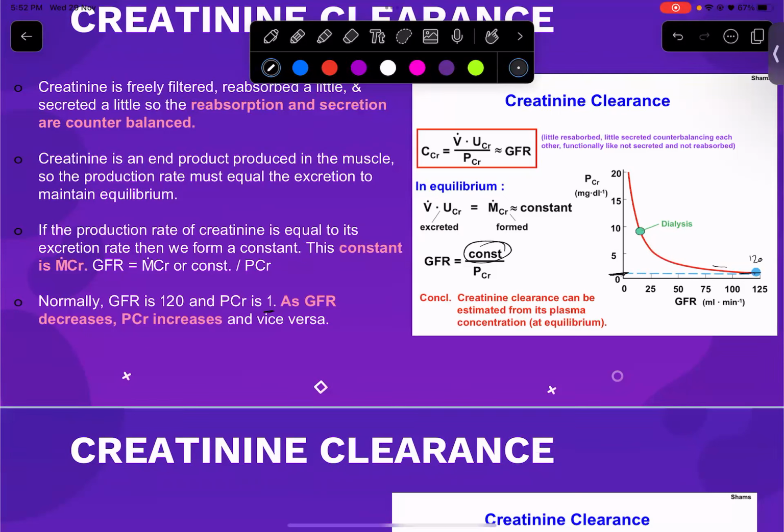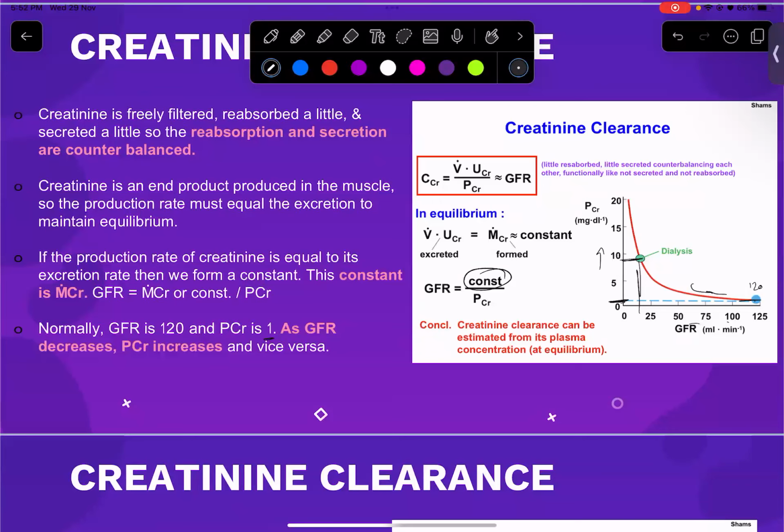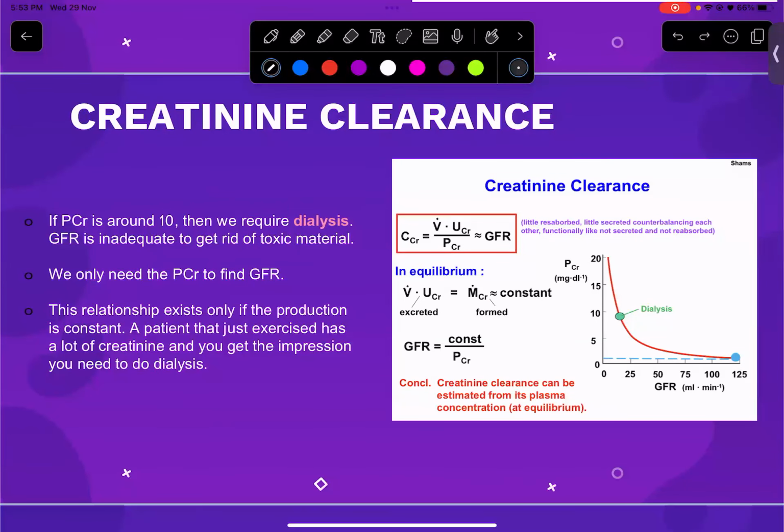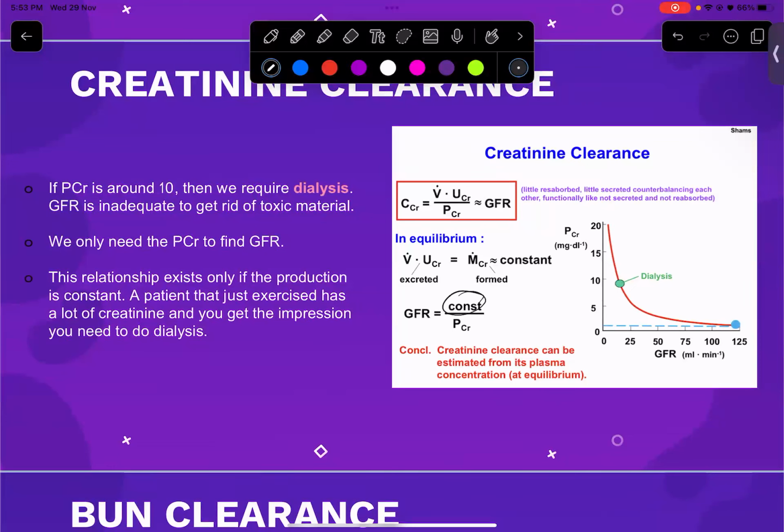But if we decrease the GFR, as you move here, 75, 50, the creatinine plasma concentration actually increases. And that's bad because at some point, if it reaches around 10 or something close to that, we need dialysis because it tells us that GFR is not sufficient. The kidney is not doing its job well. It's not getting rid of the toxic materials, so we require dialysis. The good thing about creatinine is that when you measure it, you only ever need the creatinine concentration in the plasma because we know that there's a constant, and the constant is going to be given in the question next time. It's fine. So you only need the creatinine concentration in the plasma.